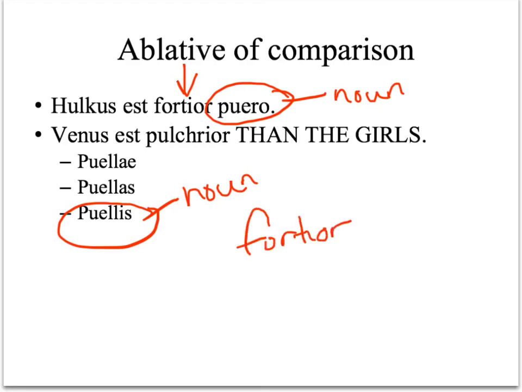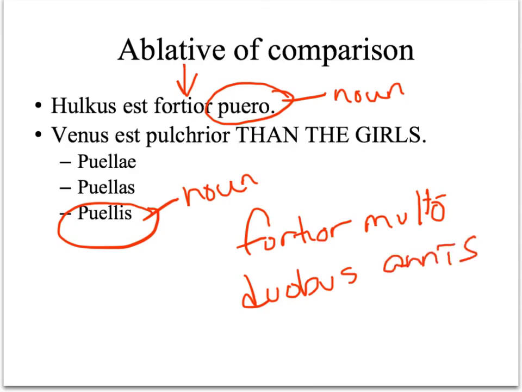Fortior multo, that's an adjective, multo. I am braver by a bunch, multo. That is a word that shows some sort of quantity or degree. Or older, what was our other example? By 2 years. So these words show some sort of quantity or amount, and that's different than just a normal noun in the ablative case when working with a comparative adjective.